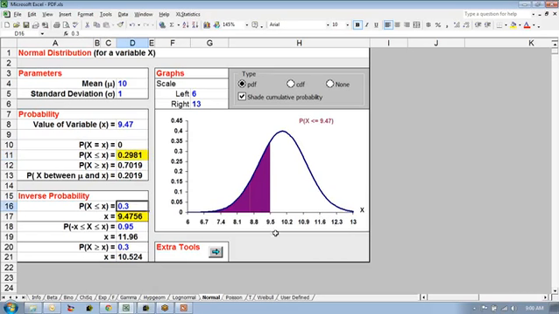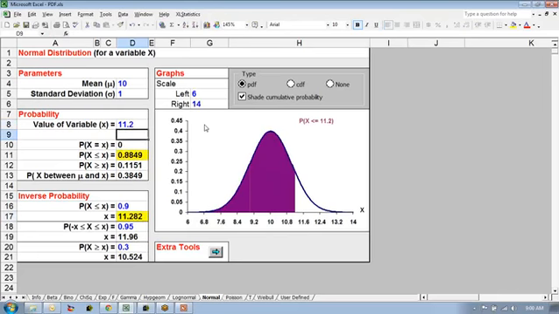What if we wanted to give a 90% guarantee? 90% of the time we will deliver less than X. What would that number be? All we'd have to do is type in 0.9, and it says 11.2 days. Again, let's see if that's right. 11.2 days, and there it is. It says 90% of the time will be within that. How about 95?